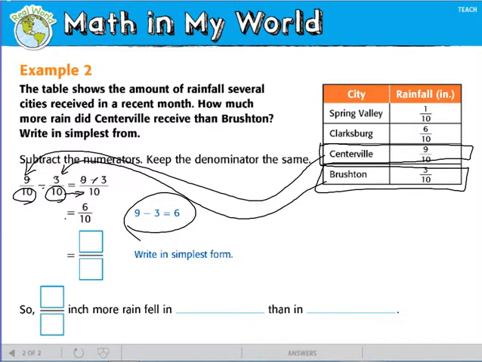Can 6/10 be reduced? How? 2 over 2. 6 divided by 2 is 3. 10 divided by 2 is 5. So 3/5 of an inch more rain fell in where? Centerville.